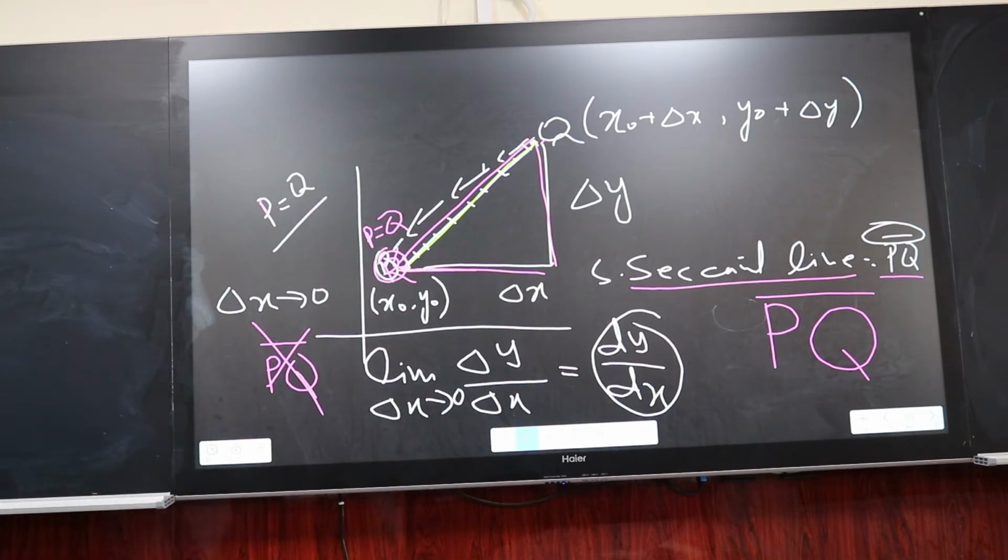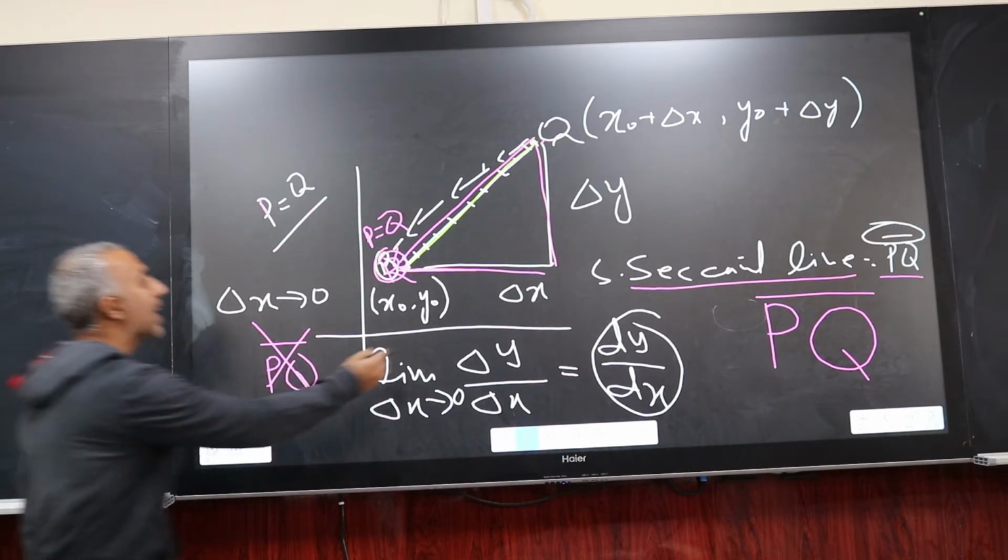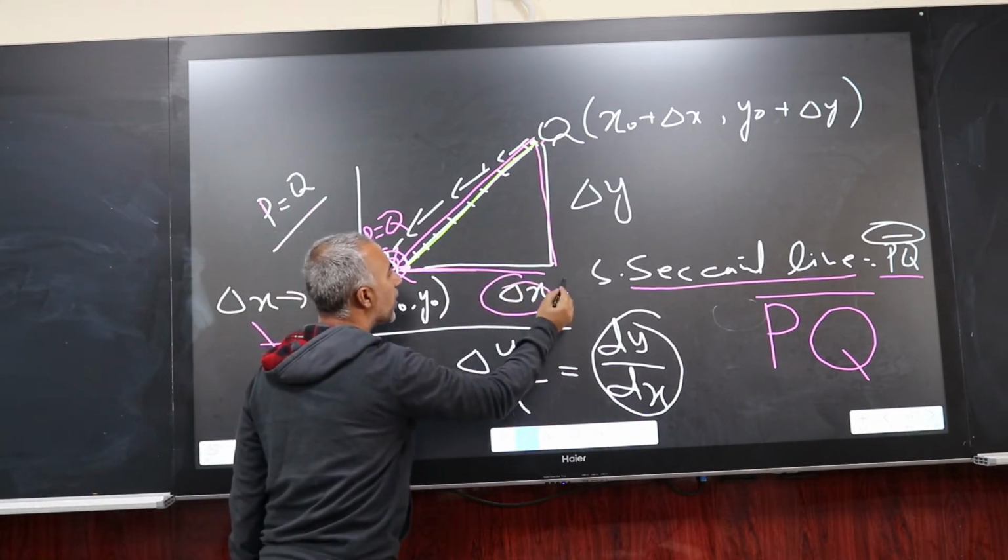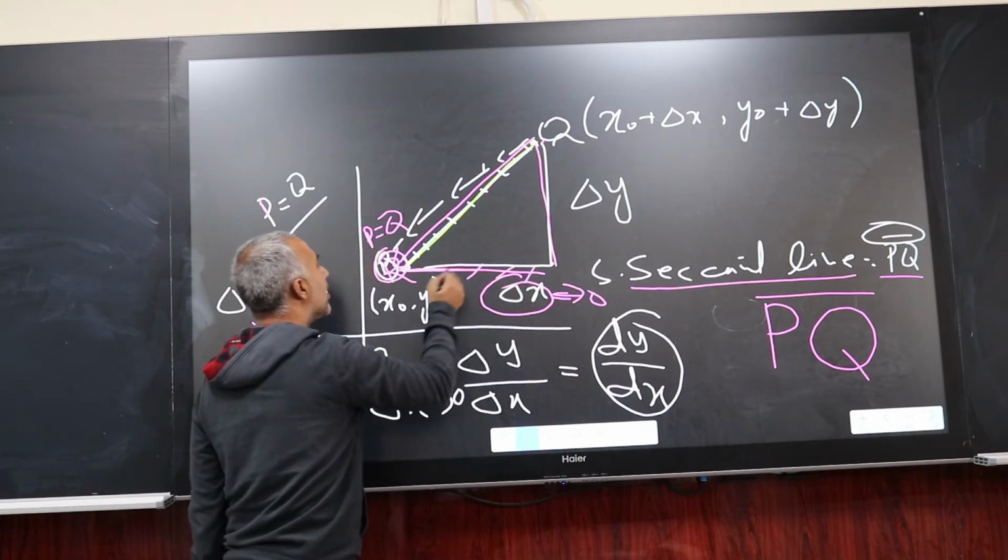Is it okay? Yes, sir. Then it becomes a 1 point. So then it is known as the slope of the tangent line. Once your delta x approaches 0, it means there will be no change here.